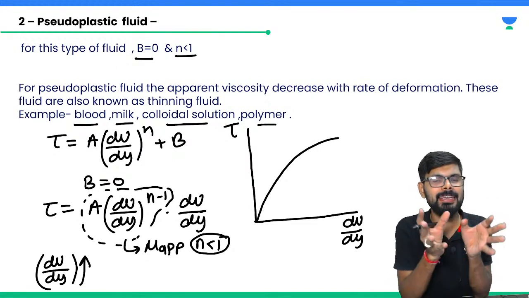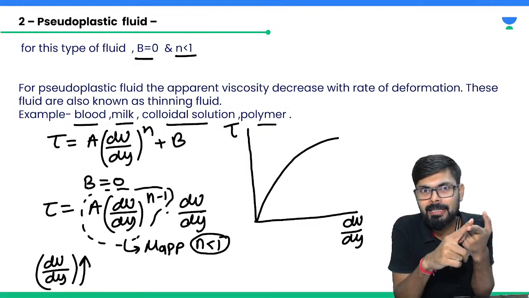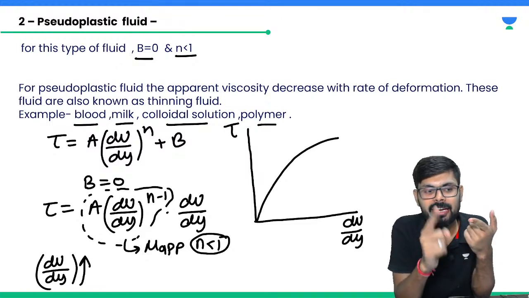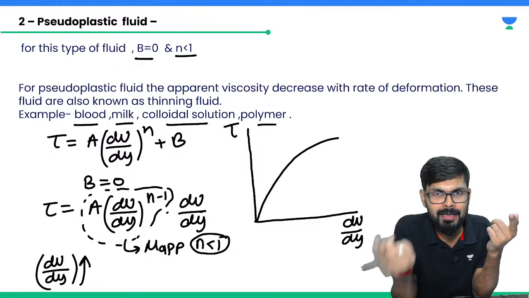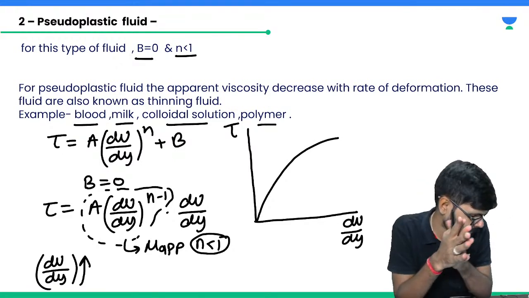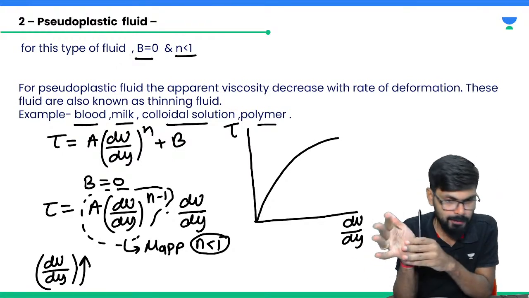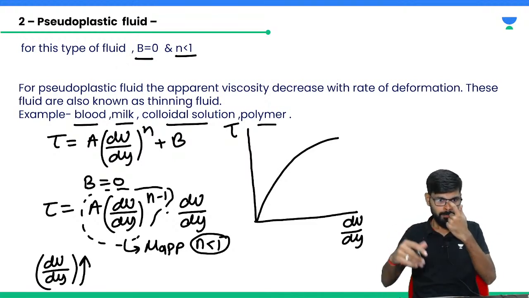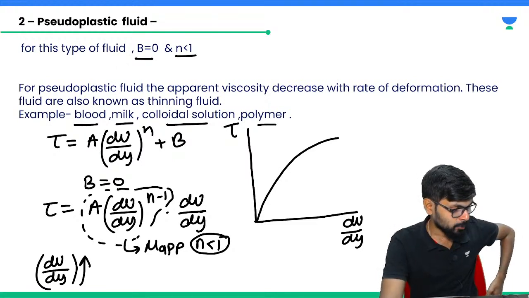These things are interrelated. D theta by dt is related to du by dy, and that is related to tau. So all these things are related. Datta, is it clear? Shall I move to the next?